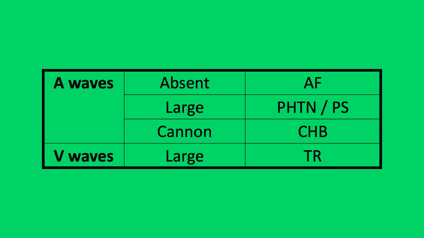Pathological conditions can affect all parts of the JVP. Classically, A waves can be absent in AF, can be large in pulmonary hypertension and pulmonary stenosis, and significantly large or cannon in complete heart block. The V waves can be large in tricuspid regurgitation.